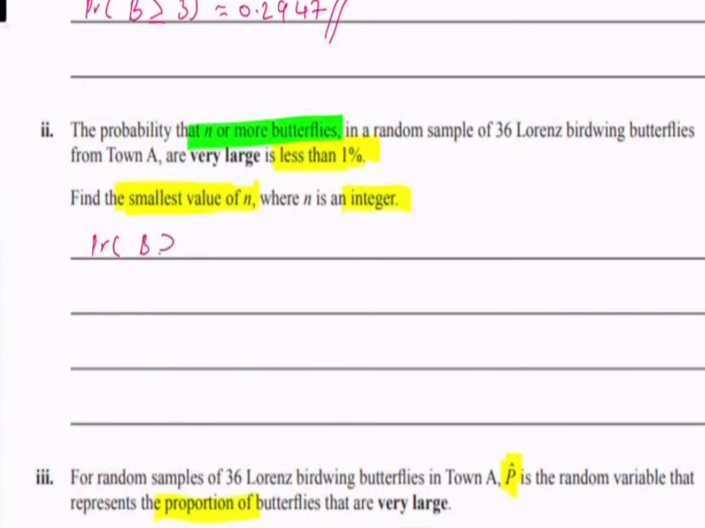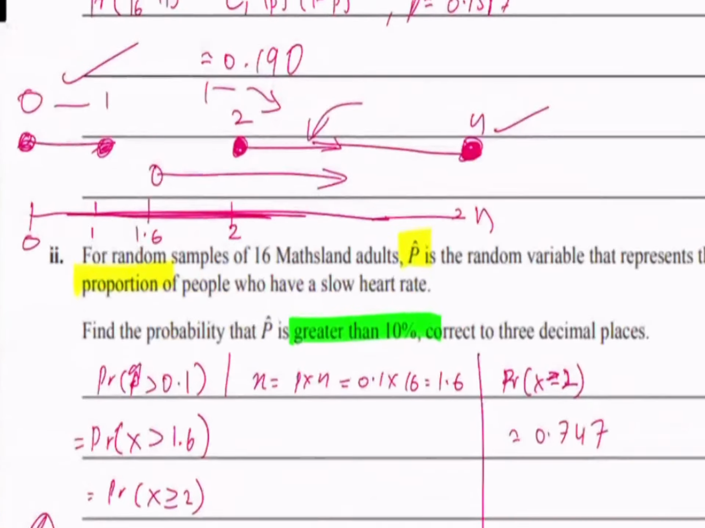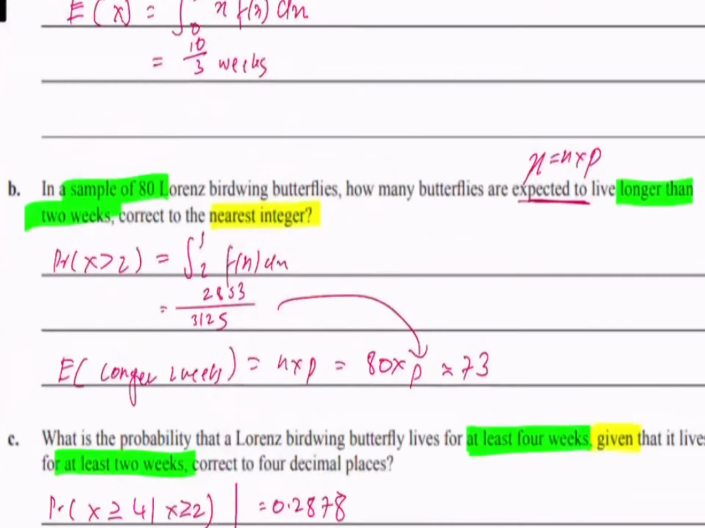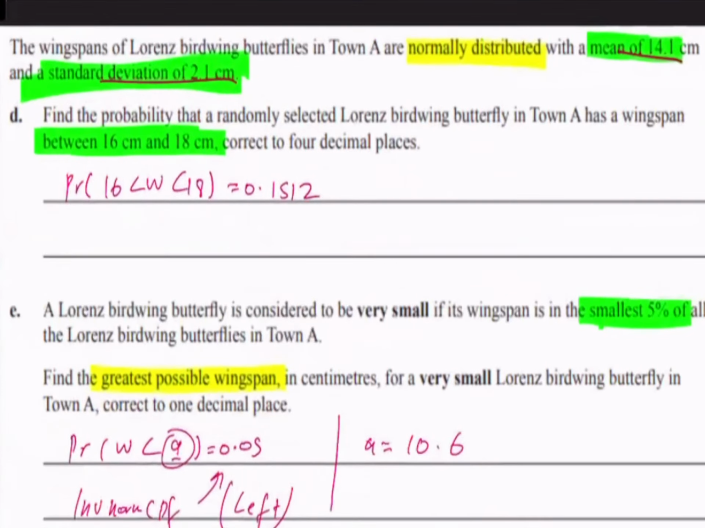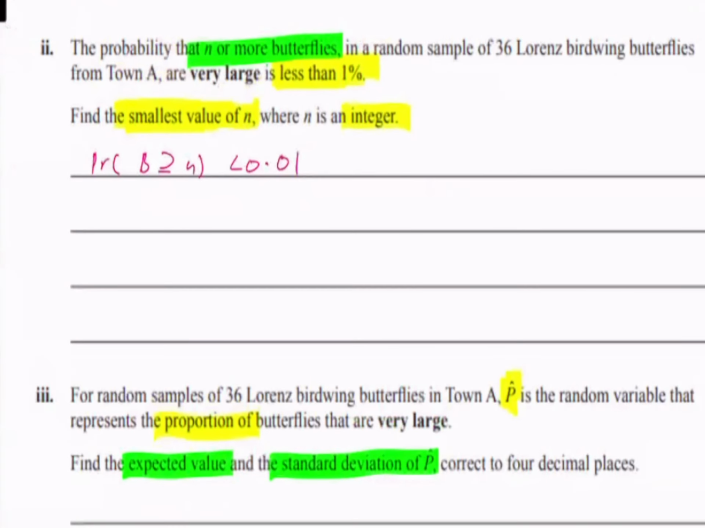Now they're telling us the probability that the butterflies is greater than or equal to n in a sample of 36 is less than 0.01, so less than 1%. And they're asking us to find n. As in the previous question, where I mentioned that it'd be easier to use 1 minus, because you want to get rid of the maximum use of n, so you could do it like that.